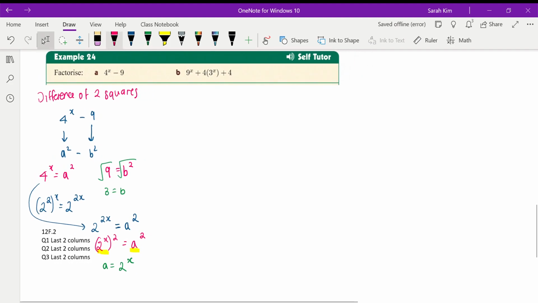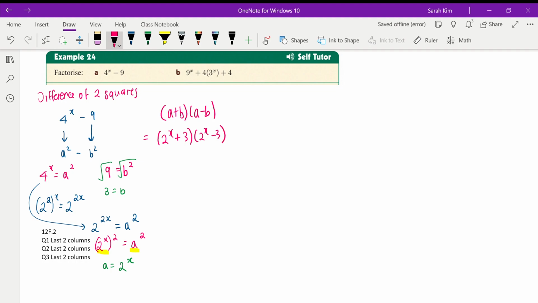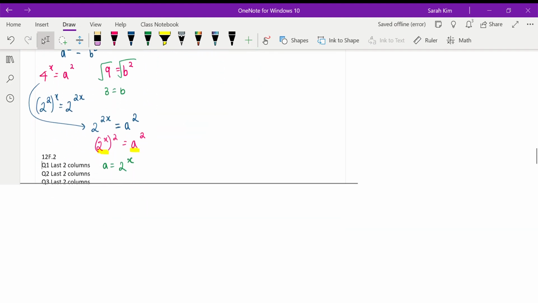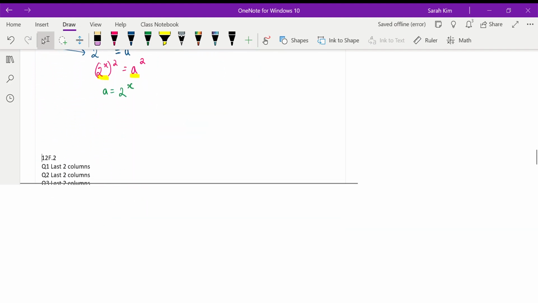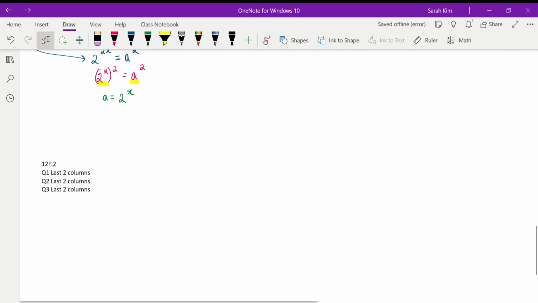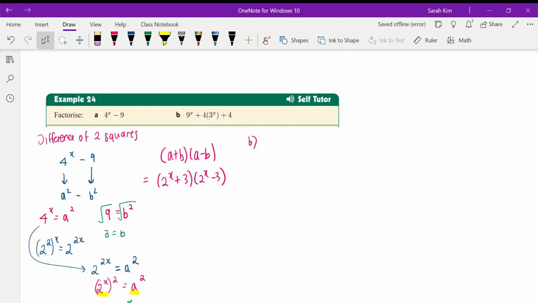So if I want to write my answer, it should be a plus b, a minus b as my answer. So my a was 2 to the power of x, my b was 3, and then 2 to the power of x take 3. So that's my final answer for a. Alright, let's do d. I might just move this out of the way so it's completely out of the way. That one was a hard one. Please let me know if you need me to explain it again in real life.